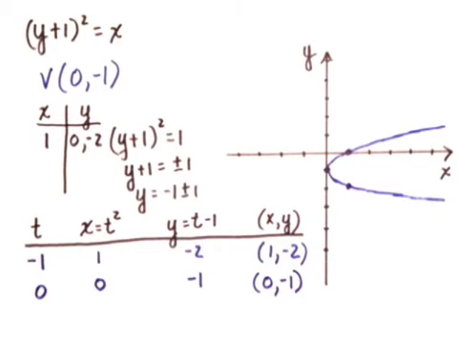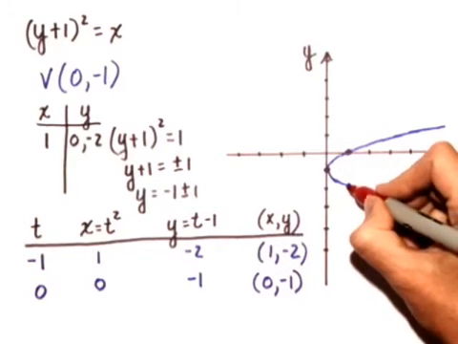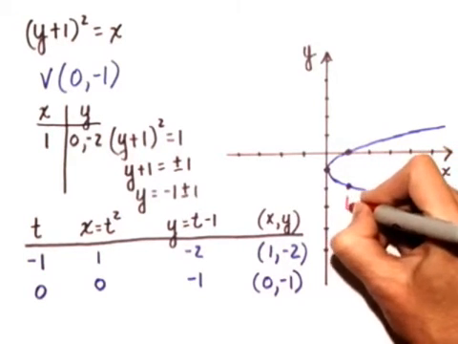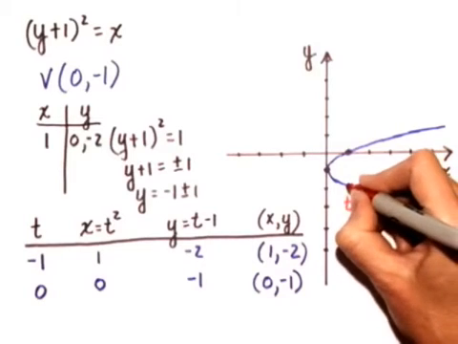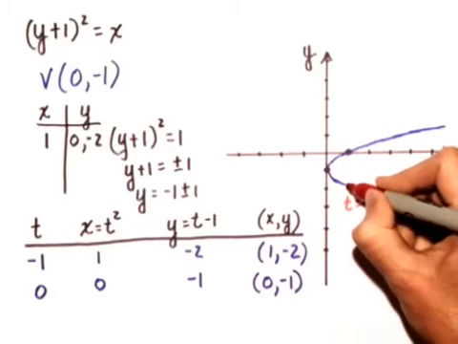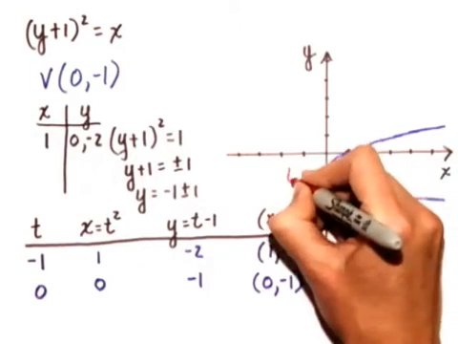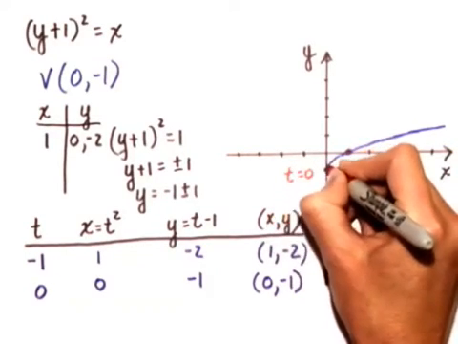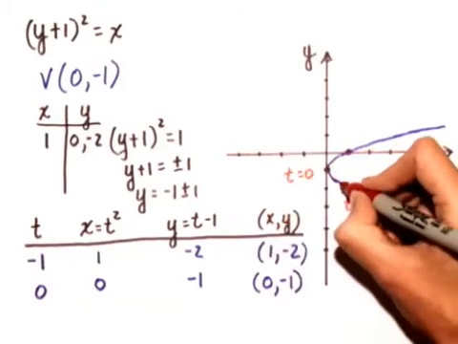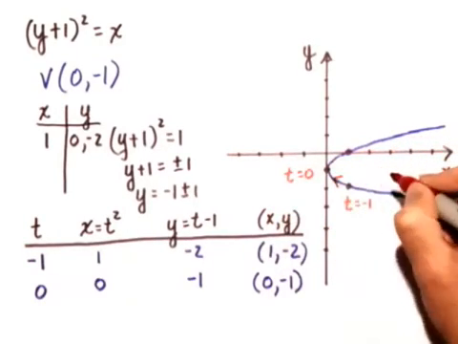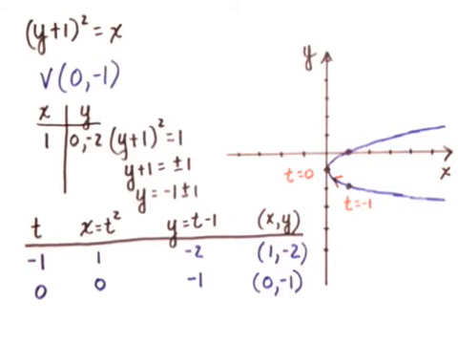This is important to see the direction orientation of the arrows. When t was negative 1 right here, we got the point 1, negative 2. Now, when t is increasing up to 0, we got this point, 0, negative 1. So we can see our arrows are going in this direction.